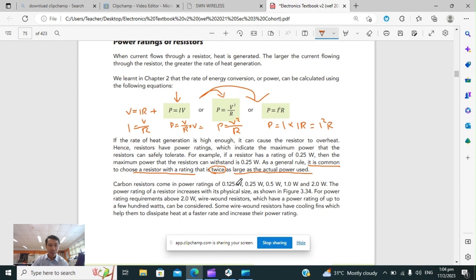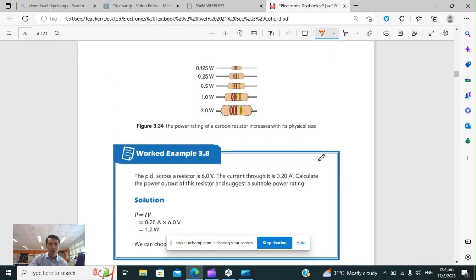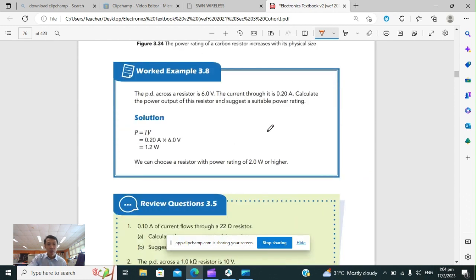Carbon resistors come in different power ratings: 0.125, 0.25, 0.5, 1, and 2. You'll notice that they are multiples of 2. For example, 0.125 times 2, you get 0.25. 0.25 times 2, you get 0.5. 0.5 times 2, you get 1. And 1 times 2, you get 2. So it's kind of easy to remember this. The greater the power rating of a carbon resistor, of course, the bigger it has to be in order to handle the higher current.